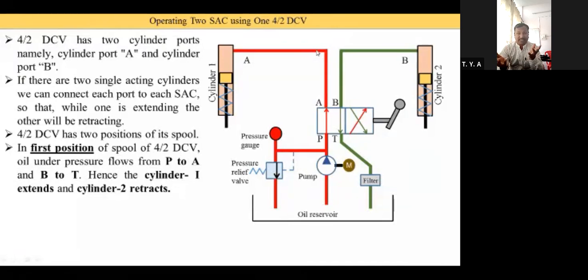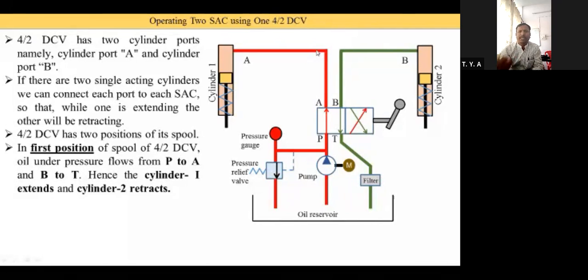Just a single acting cylinder, how to operate it with the help of a 4x2 or 4x3 direction controller. Okay, double acting cylinder. In the next lecture, I'm going to discuss speed control, then synchronizing and sequence ones. But to get that, it is required to understand this simple circuit diagram. Okay, you will be able to draw this diagram.